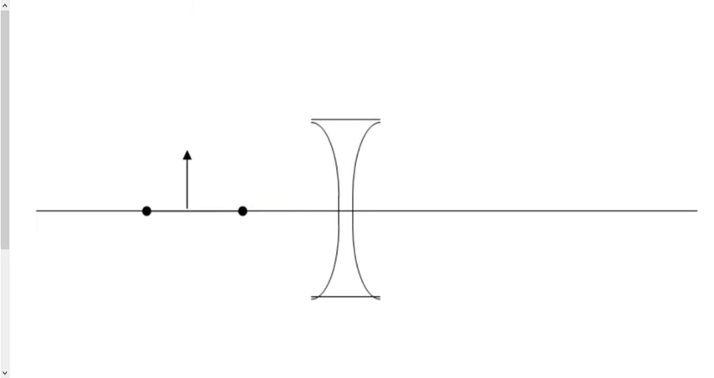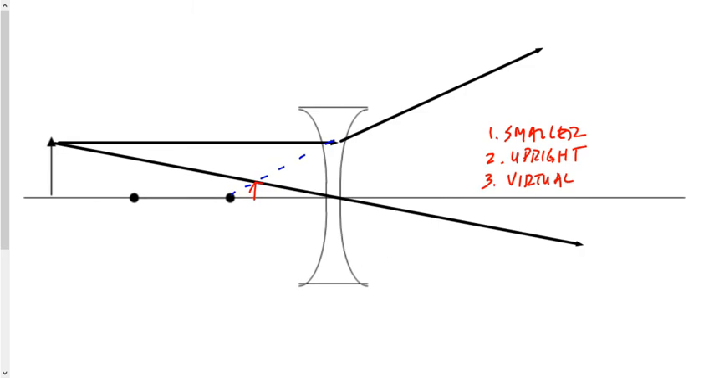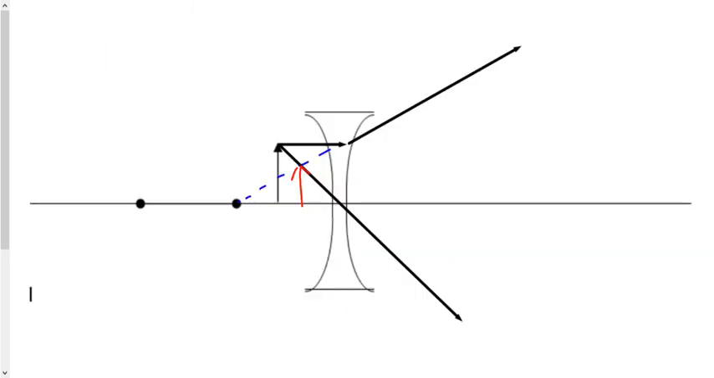Now, if you take a look at this one versus this one, you can clearly see the size has changed, but it's still smaller than the object. Its placement has changed, but it's still in the same vicinity. It's the same type of image, it's virtual, and they're both going to be upright. Okay, and that's going to be the case every single time you have a concave or a diverging lens.